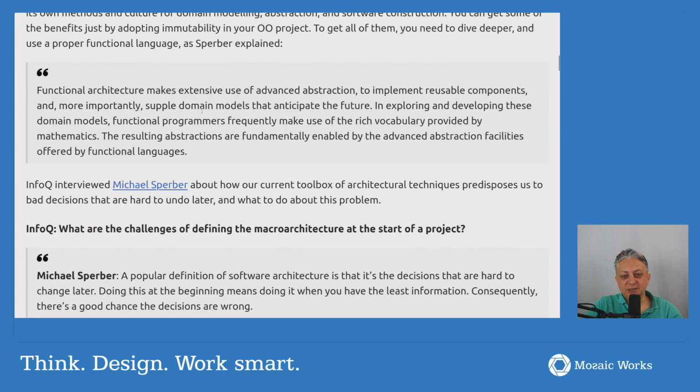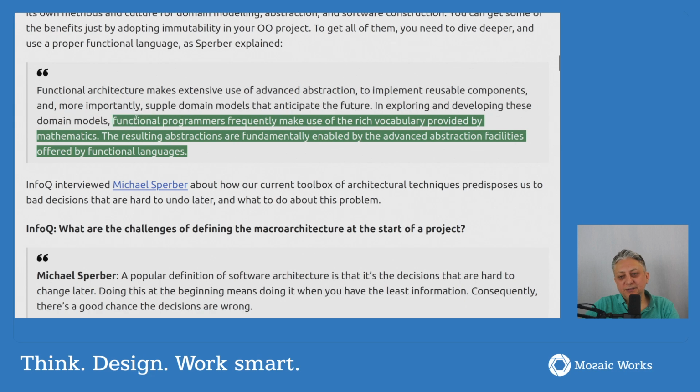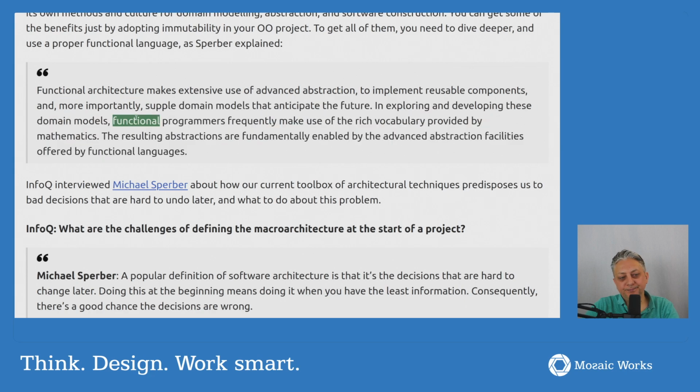Functional architecture makes extensive use of advanced abstraction to implement reusable components, and more importantly, supple domain models that anticipate the future. In exploring and developing these domain models, functional programmers frequently make use of the rich vocabulary provided by mathematics. The resulting abstractions are fundamentally enabled by the advanced abstraction facilities offered by functional languages. And this is the crux of it. Because, okay, I loved and I love parts of mathematics.